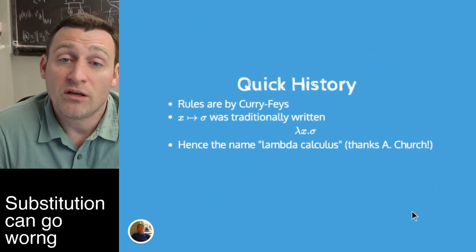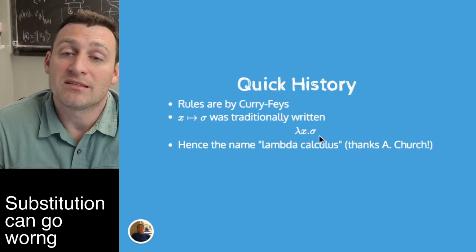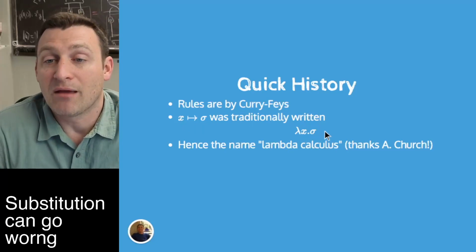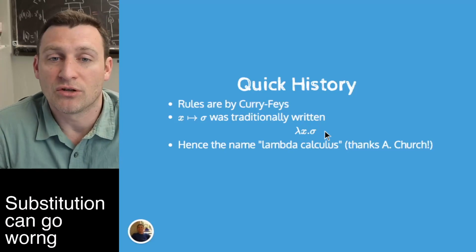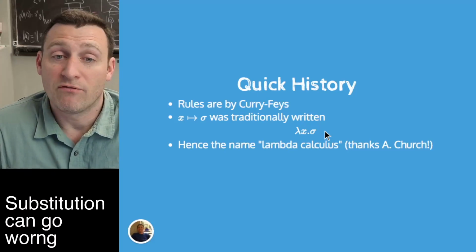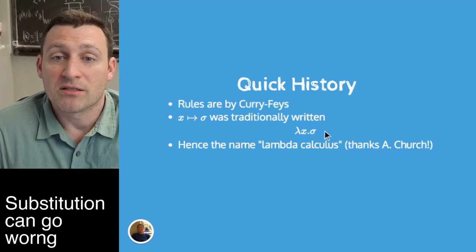So the quick history, the rules are by Curry and Feys, and the traditional notation is this lambda. Instead of the maps-to arrow, we put lambda x dot sigma. This is where it gets the name lambda calculus, thanks to Alonzo Church. We've now adopted the arrows so much that it helps us draw flowcharts and future techniques like category theory, so I'll stick with the arrows as much as possible.